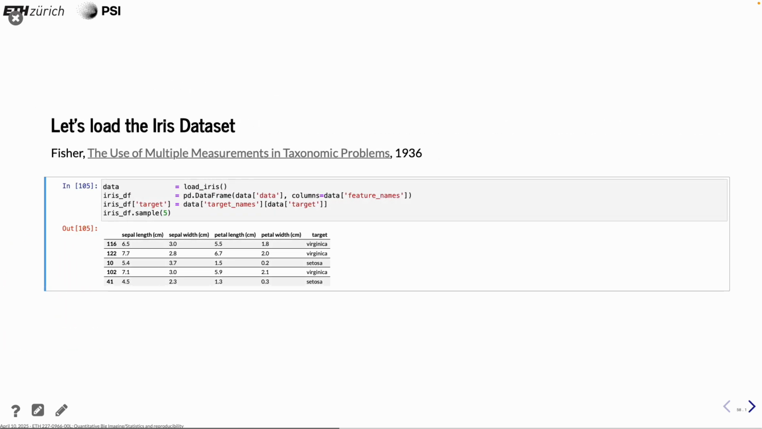And that can be downloaded. The original measurement was done in 1936, so it's actually quite old nowadays. But anyway, it's used a lot in these statistical examples. And what it measures are some anatomical features of the flowers. We have the sepals and the petals, length and width, and then we have different species here.